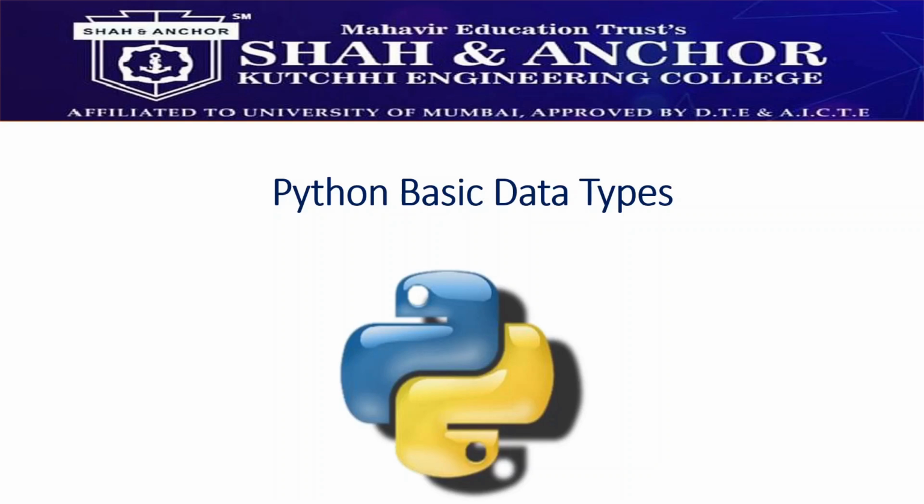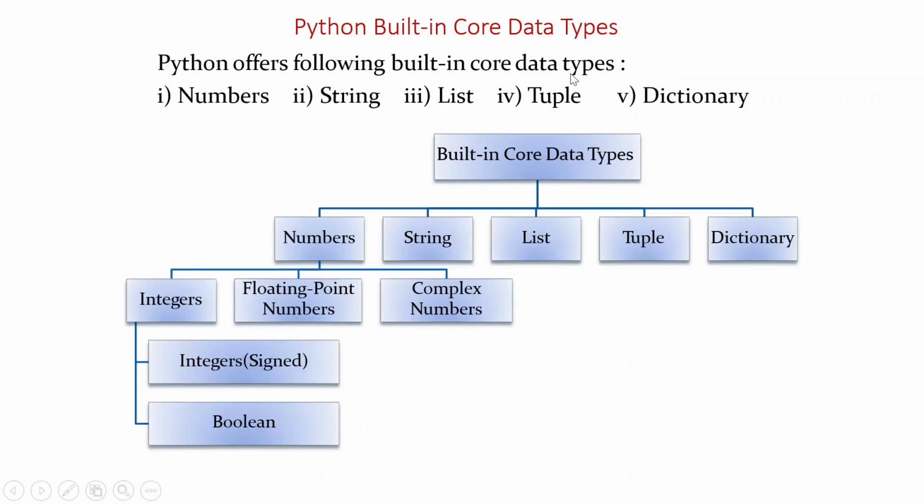Hello student, let's see the Python basic data types. Python offers the following built-in core data types: numbers, strings, list, tuple, dictionary. Numbers are integers, floating point numbers, and complex numbers. Integers can divide into integers, signed numbers, and then boolean.